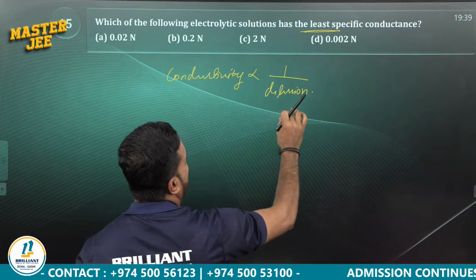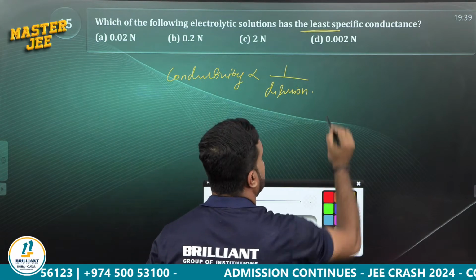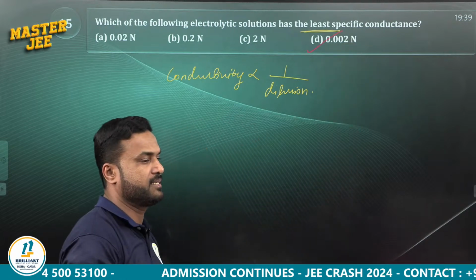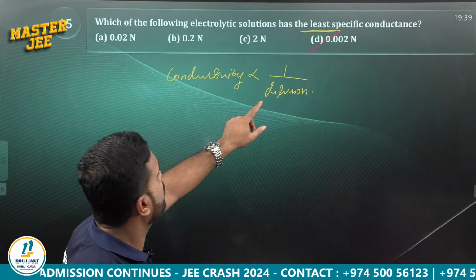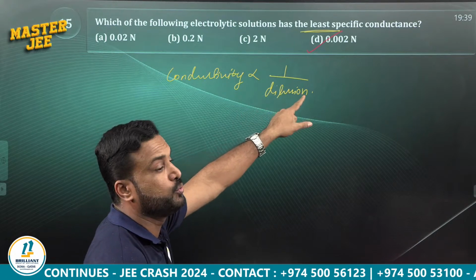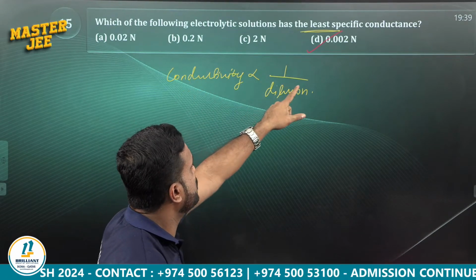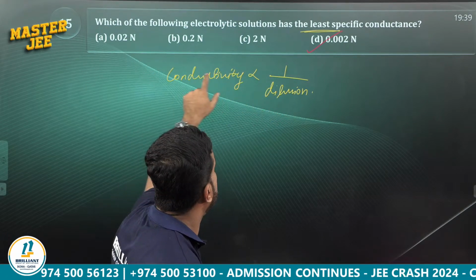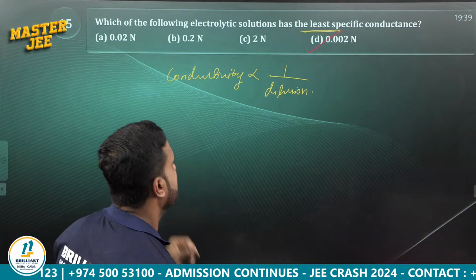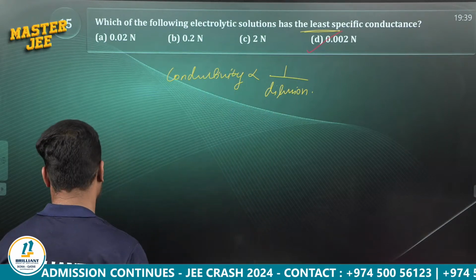So when dilution increases, conductivity will be least. The correct answer is option D. Least concentration, which is 0.002, means maximum dilution. Maximum dilution means least conductivity, since they are inversely proportional. So when dilution is maximum, conductivity will be least.